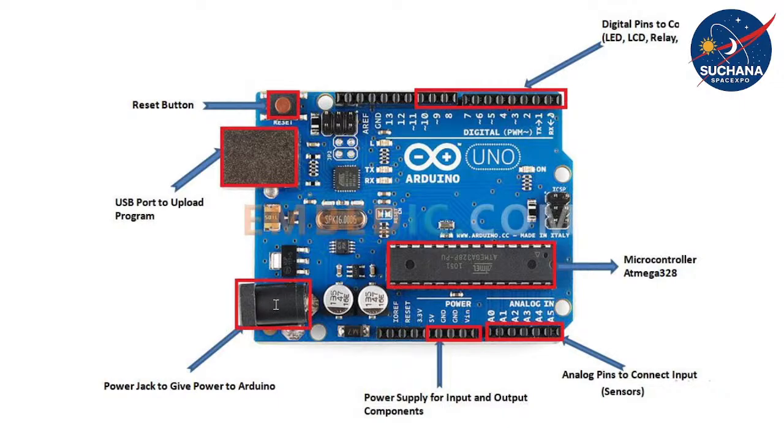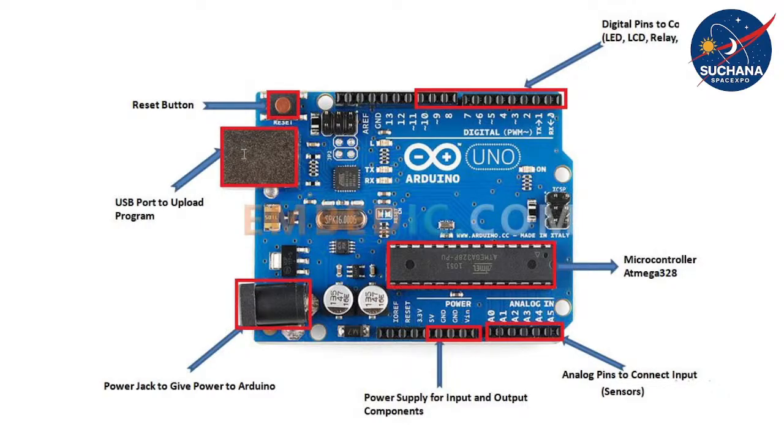So this is the power jack. Just remember, we call this the power jack. Through this power jack, you can supply power with the help of a battery or something like that. Or else, if you are connecting this port to your laptop, there is no need to use the power jack, because it can derive power directly from your laptop. And this Arduino can function independently.